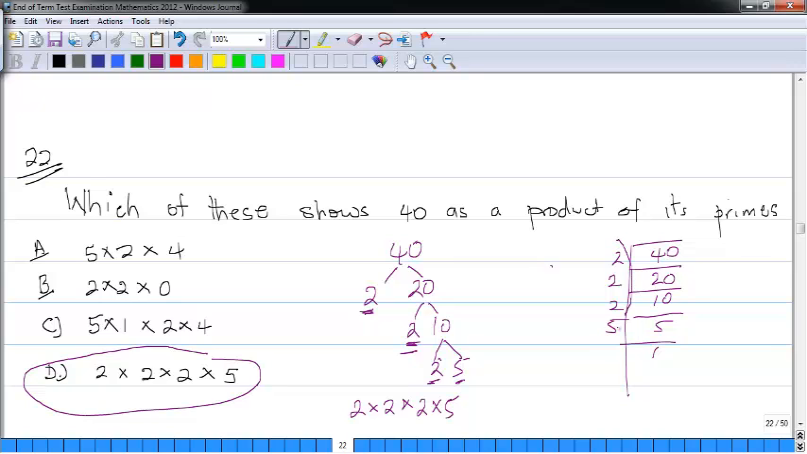So what are the prime numbers I'd use outside? I'd use 2 times 2 times 2 times 5. So whichever way you want to work it out, we should get our answer being D. So for number 22, our answer is D.